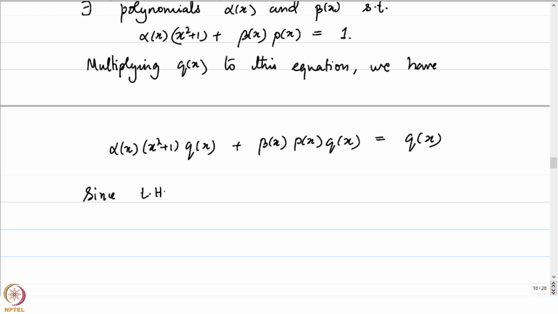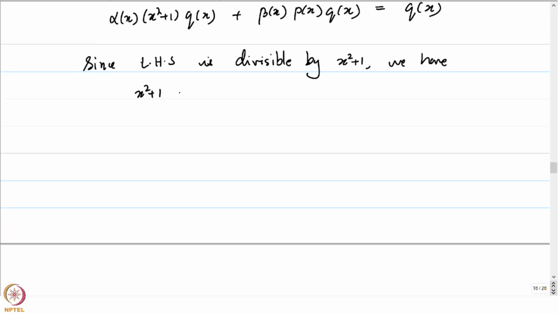Since LHS is divisible by x square plus 1, we have x square plus 1 divides q of x, and therefore x square plus 1 is a prime element, and therefore the ideal generated by x square plus 1 is going to be a prime ideal. And therefore we defined C to be the quotient of R of x by this particular prime ideal. We know that when we go modulo a prime ideal, we get an integral domain.